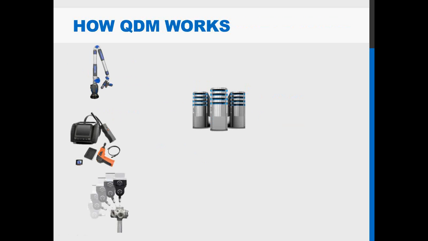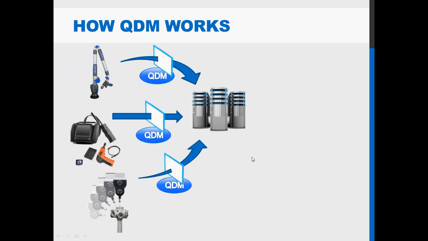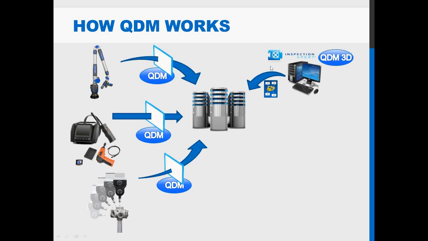So let's take a look again at how this all works together visually. So we begin with all of our collection devices. You can see a portable arm here, handheld device, CMM machine. All these are connected to QDM, and the information that they put out is automatically brought into your QDM system and filtered so that it's moved into a standardized, easy-to-analyze format.